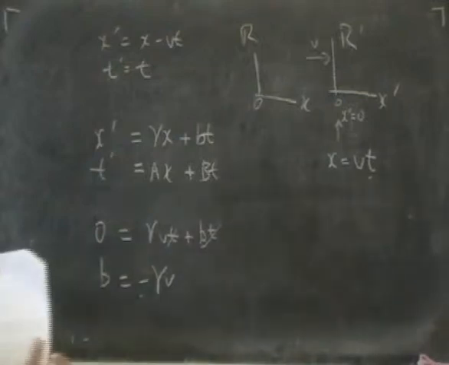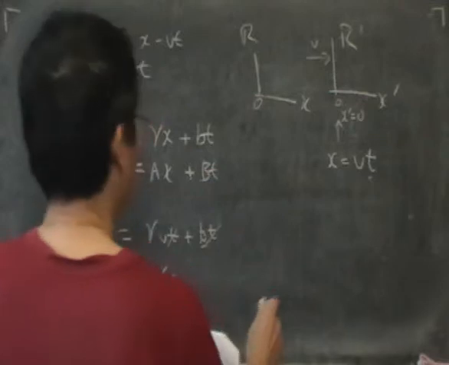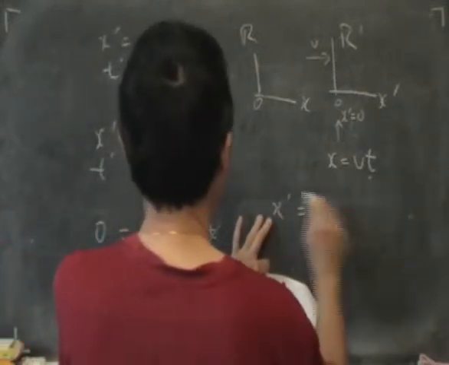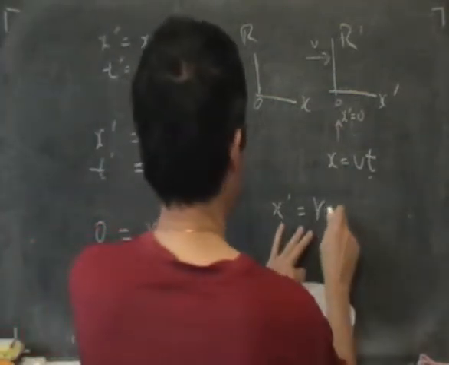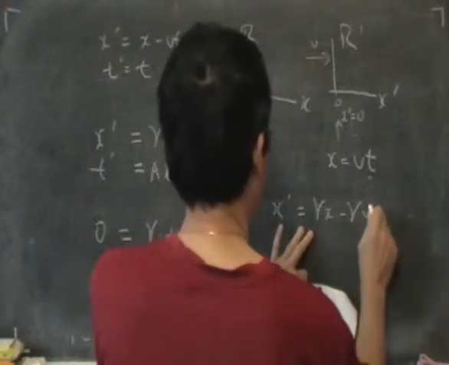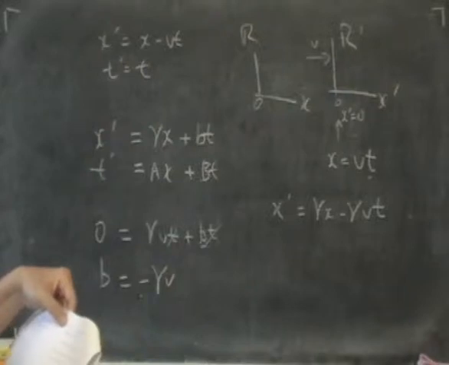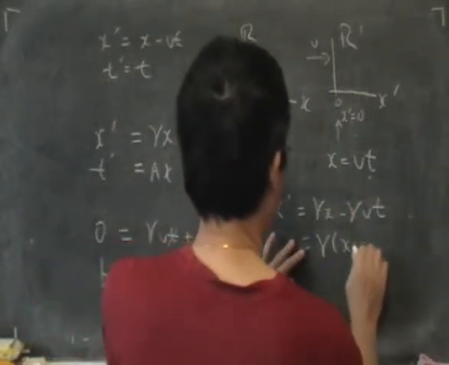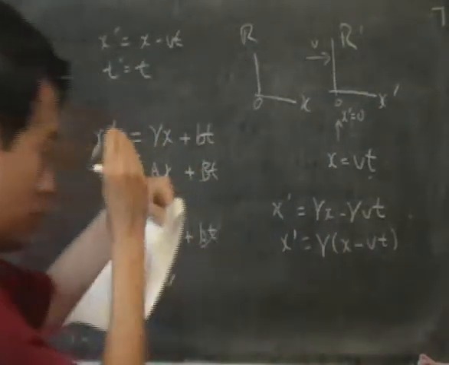Now, if I substitute this back into the first equation, I'll get x prime equals gamma x minus gamma v t. Right, and I can factor out the gamma: x minus vt. So this is what I have.